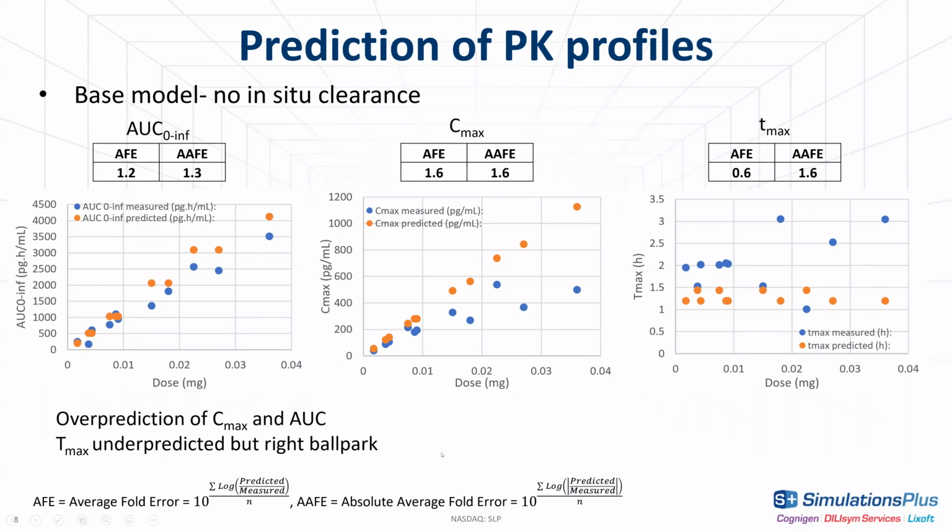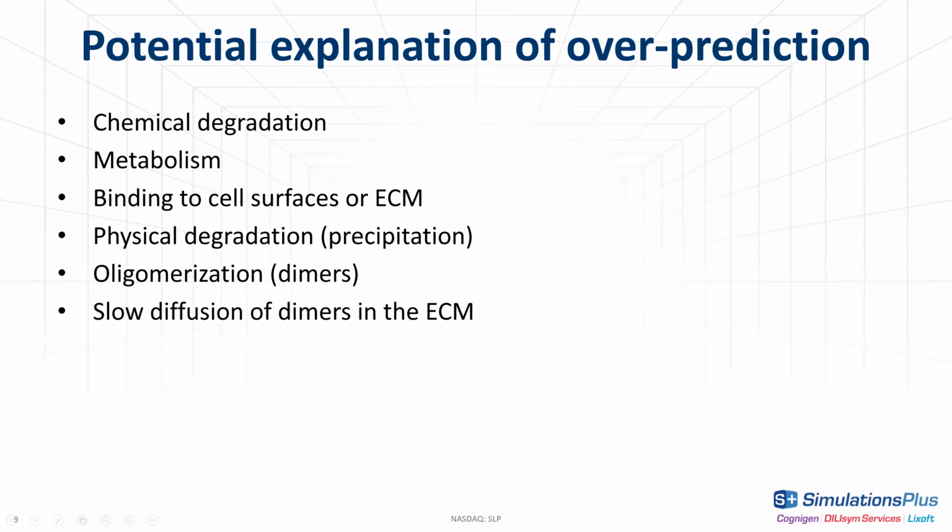So you could think that there are different mechanisms which could explain this over-prediction. Of course, in the initial base model, there's 100% absorption and 100% bioavailability.